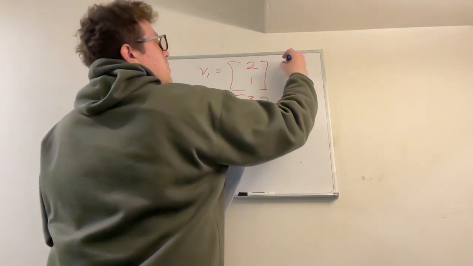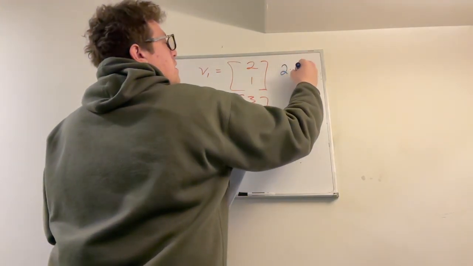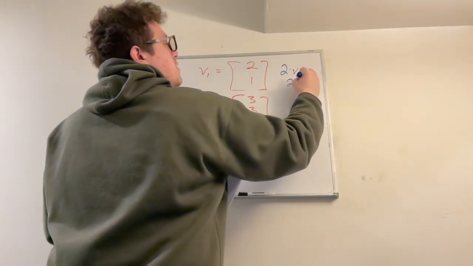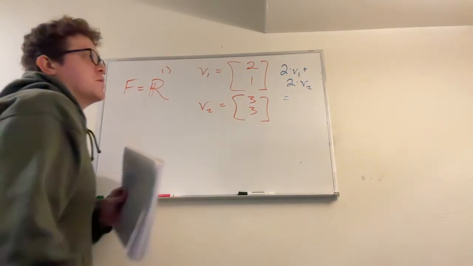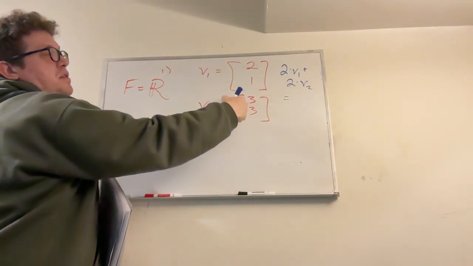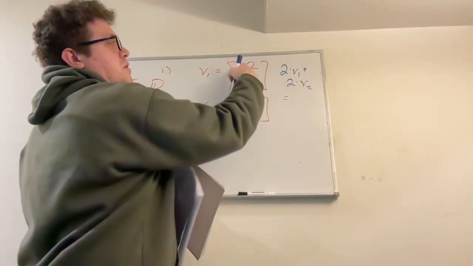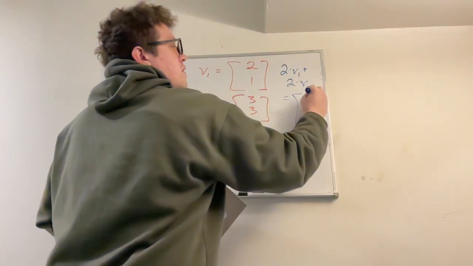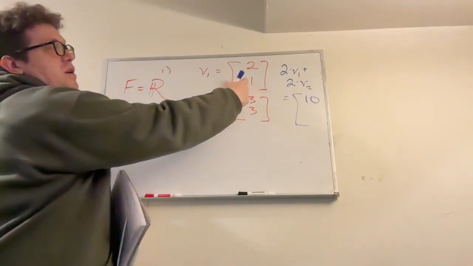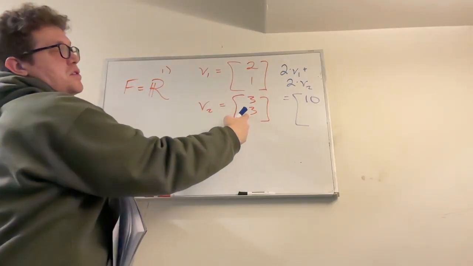So 2 times v1 plus 2 times v2 is equal to, well, 2 times 2 is 4, plus 2 times 3 is 6, plus 4 is 10. And 1 times 2 plus 6 is 8.